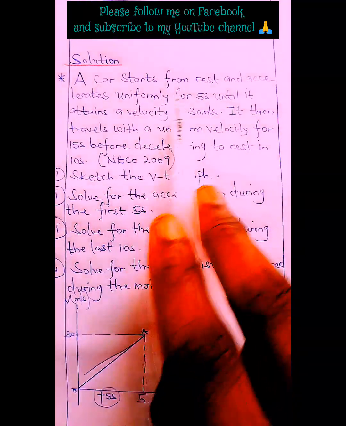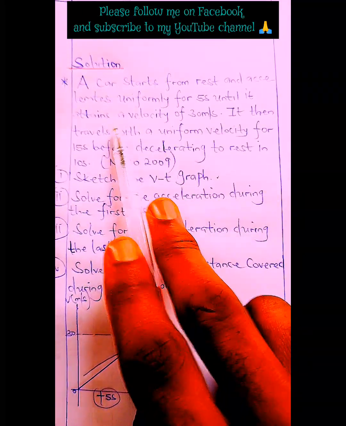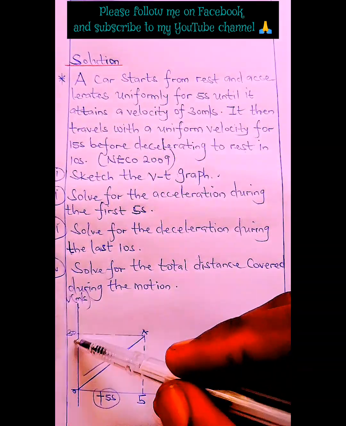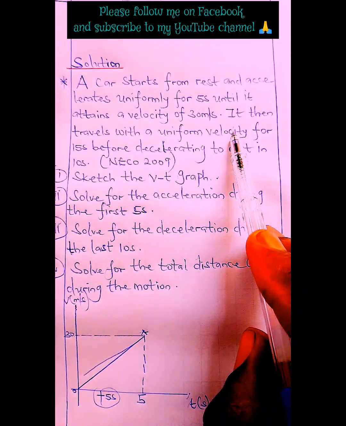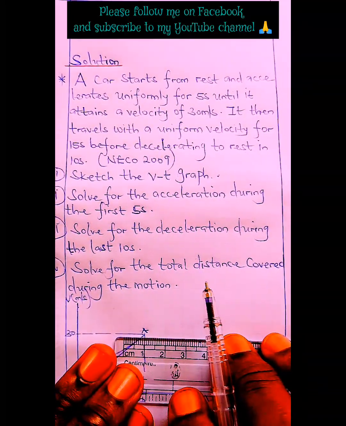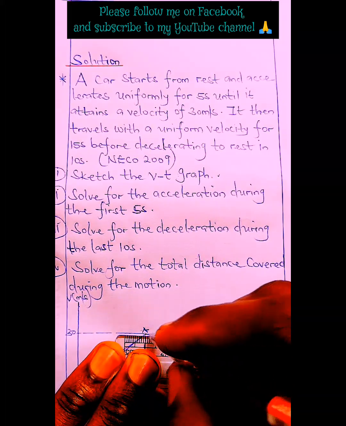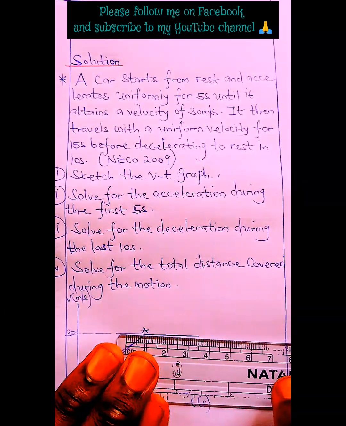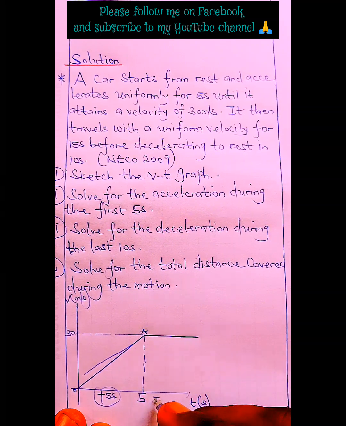Now don't forget, a car starts from rest and accelerates uniformly for 5 seconds until it attains a velocity of 30 meters per second. We've drawn that already. Then it travels with a uniform or constant velocity for 15 seconds. So it continued at this very velocity for another 15 seconds. That's very easy to interpret. So this continued for another 15 seconds.